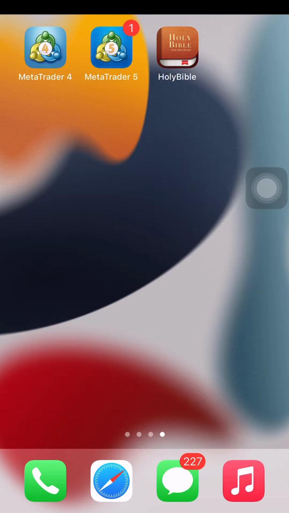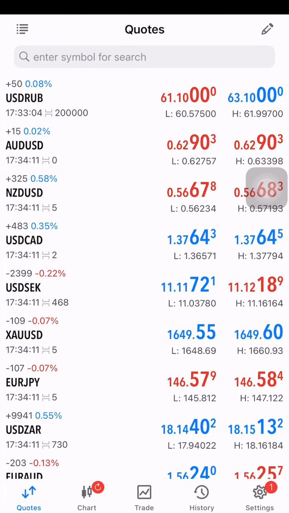So now let me launch MetaTrader 5. To download MetaTrader 5 or MetaTrader 4, you can choose any one of your choice, but personally I prefer MetaTrader 5, and I will explain why I prefer it.